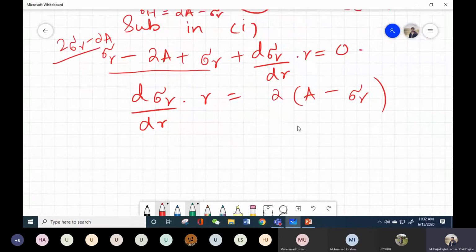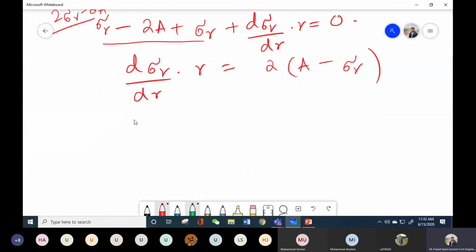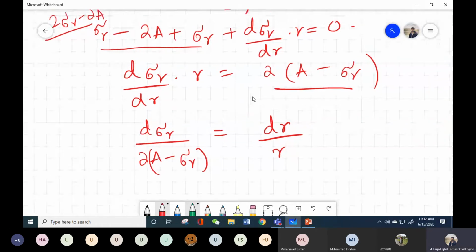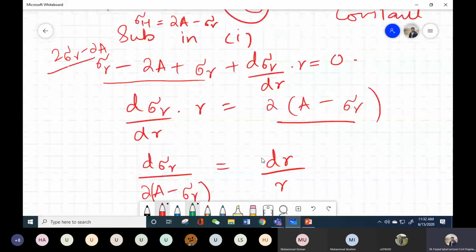Now let's further simplify or rearrange it. D sigma r over this factor will come onto this side. So I will have d 2 into a minus sigma r, and this factor will go on to the other side. So I will have dr over r. By the way, I think we made a small mistake in this one.